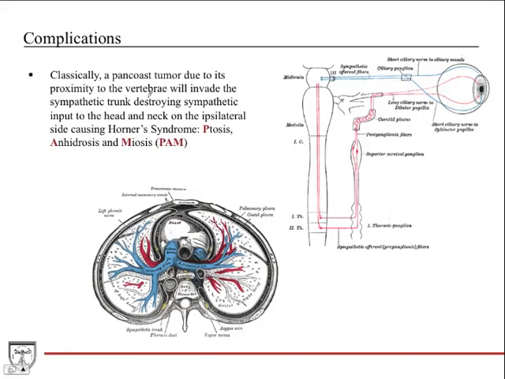So the complications, this is where it usually comes into play for test questions, and why it's anatomically relevant. Classically, a Pancoast tumor, due to its proximity to the vertebrae, will invade the sympathetic trunk. So if you look down here, here's the sympathetic trunk traveling on either side of the vertebrae.